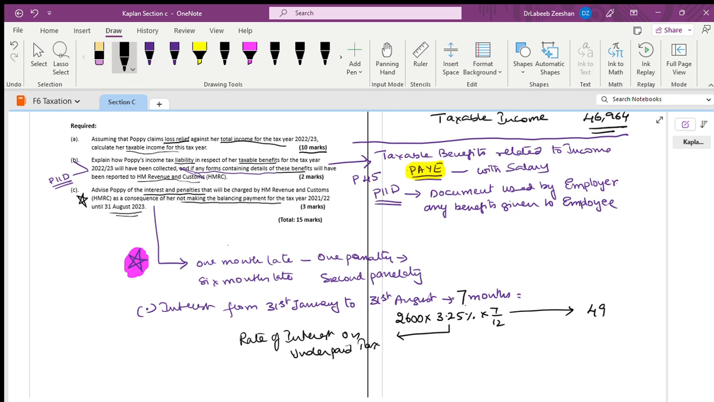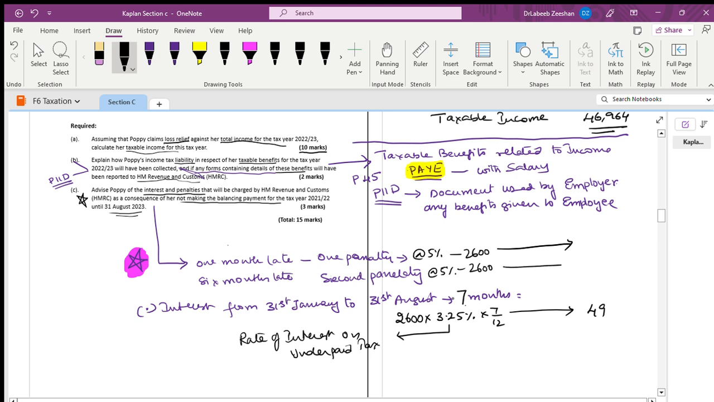What is the penalty amount? You know this? At the rate of 5%. 2,600. It comes to how much? It's 130. Don't do any additions. Only you have to show it like that. Don't add anything. Show it separately.